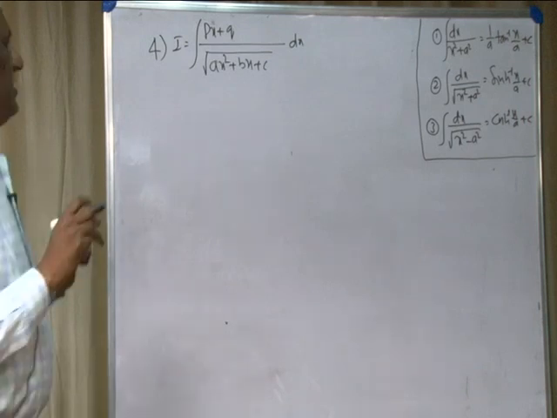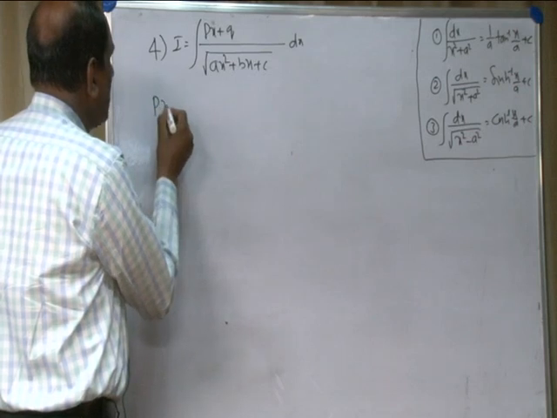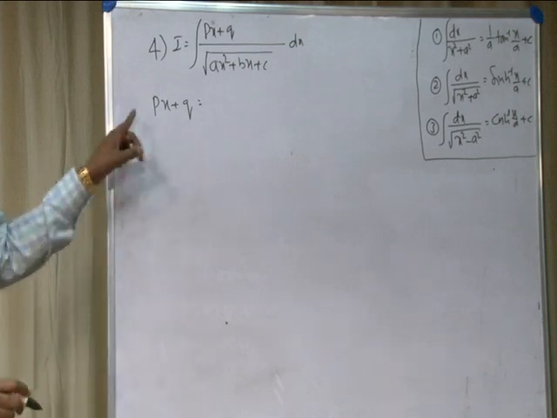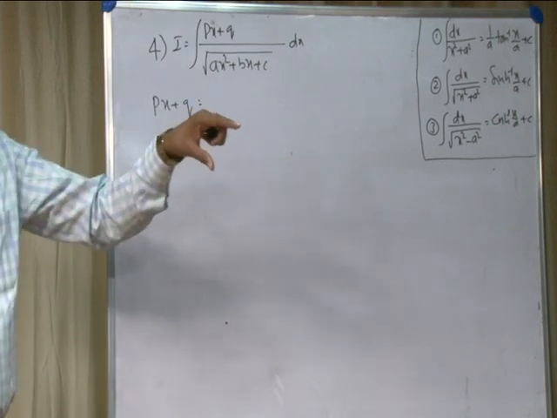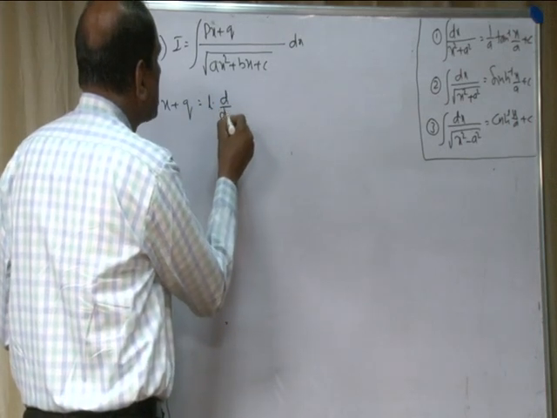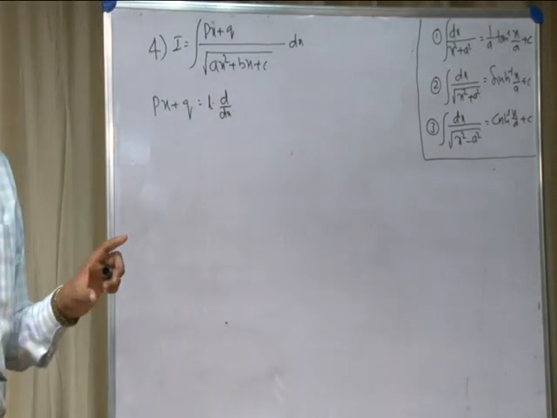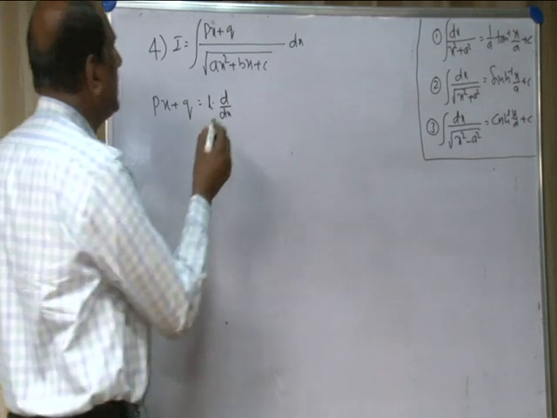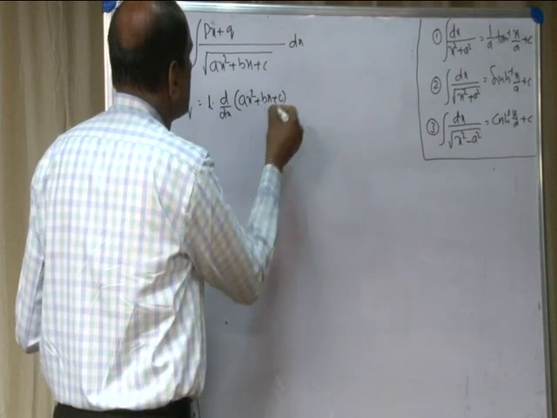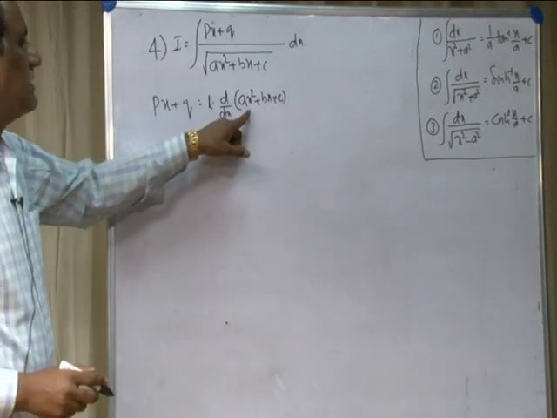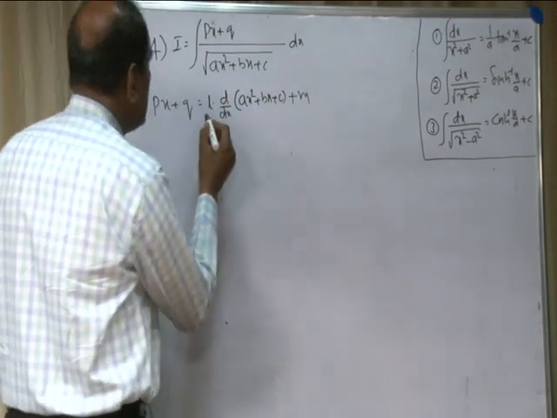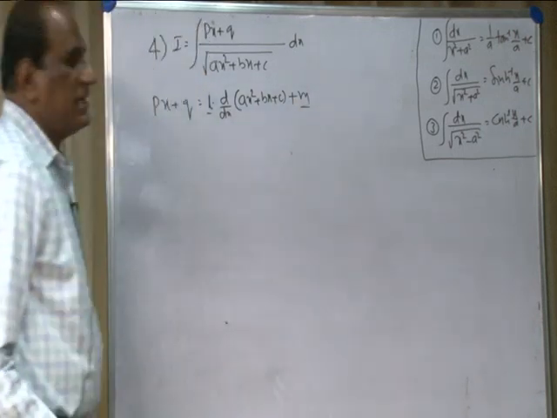In this case, the numerator px + q can be expressed as L into d by dx of the terms under the root sign. Do not take the root sign, only the terms under the root sign, that is ax² + bx + c. So px + q equals L into d by dx of (ax² + bx + c) plus m. Once again you are getting two constants, L and m.